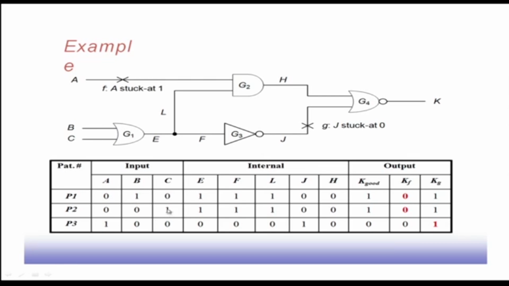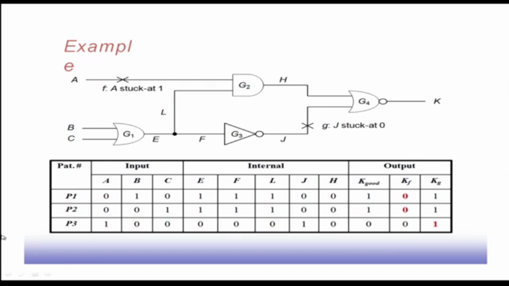So, the C line and B line are 1 for the first pattern. So, this OR gate is 1. As a result, this H line becomes 1. So, this K becomes 0. So, under the presence of fault F, the line K gets the value 0. So, there is a difference from the good response. Okay. So, the good response is 1 and this is 0. So, we say that this pattern P1 can detect this particular fault F.